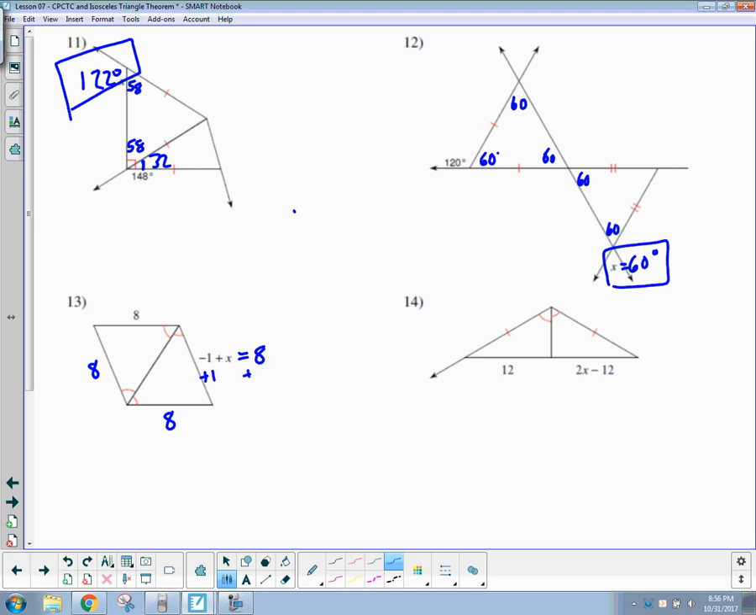Let's see here. Got a tick mark here. Angles. These two have got to equal each other. So let's add 12 to both sides. 24 equals 2x. Divide by 2, and we get 12. 12 equals x.